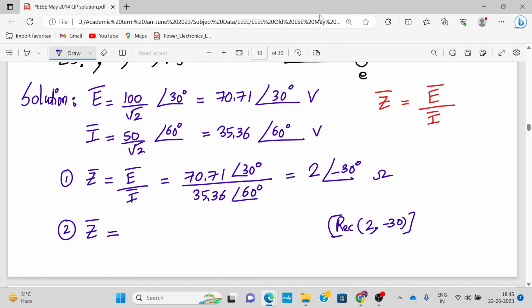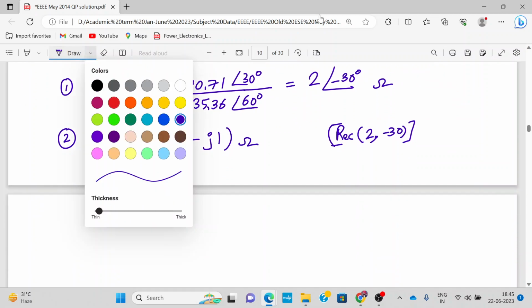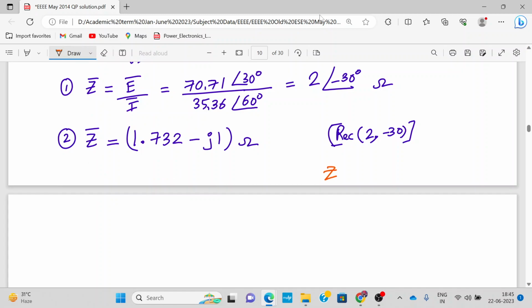So what you will get is 1.732 minus j1 ohms. Now if this is minus, we have a standard form. If Z is minus, it is possibly XC. Okay. So from here, what is R? The resistance value is 1.732 ohms and XC value is 1 ohm. That is what they are saying.